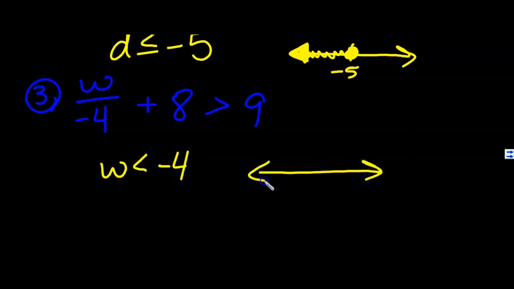The graph for this at negative 4 needs to be an open circle. That's not open. Needs to be an open circle. That's exactly what I said, but not what I drew. It's kind of funny. And heading once again to the left.